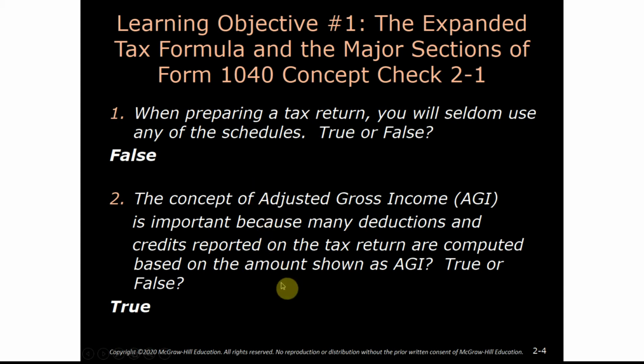The concept of AGI is important because many deductions and credits reported on the tax return are computed based on the amount shown as AGI. Absolutely. We want to try to get our AGI number for purposes of credits and deductions as low as possible. So if there are any deductions for AGI, which we'll talk about later, for example, making a contribution to a qualified traditional IRA, that would reduce your AGI and may qualify the taxpayer to take more deductions and credits.